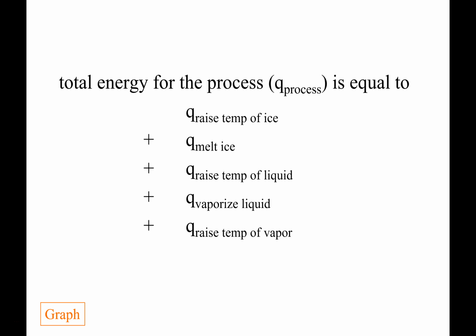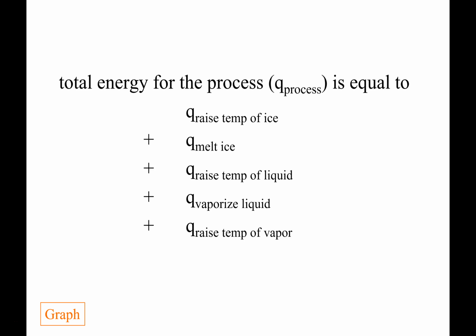So let's work this particular problem. Again, there are 5 Qs. You could go with Q1, Q2, Q3, Q4, Q5. What are the Qs? Change in thermal energy. Or probably better, you could be more descriptive. The first Q is raising the temperature of the ice. The second Q is melting the ice, etc.